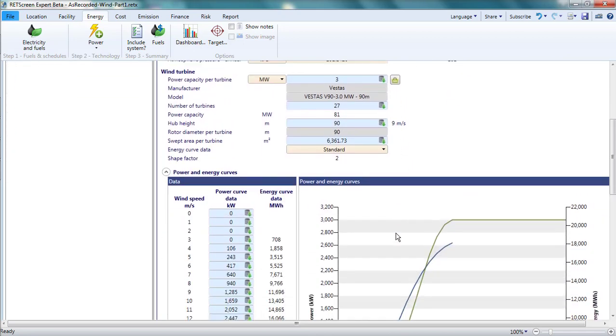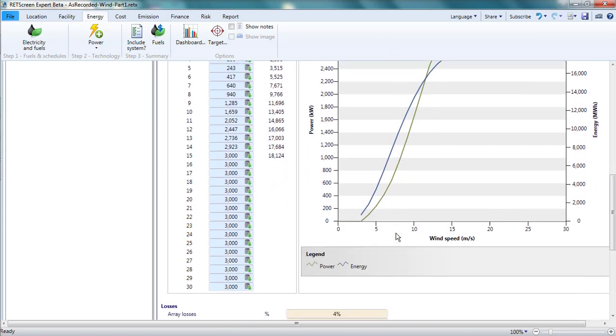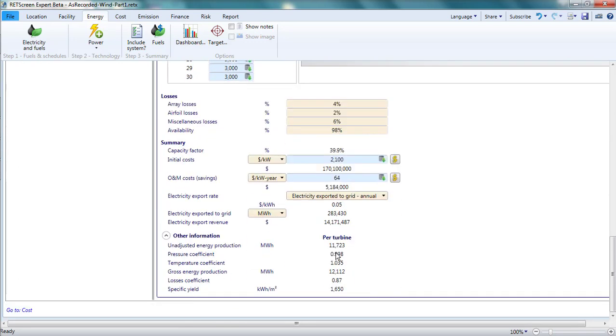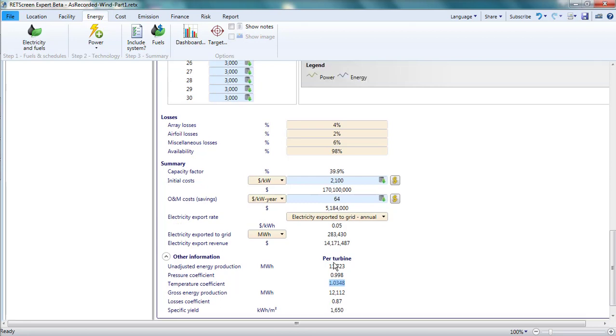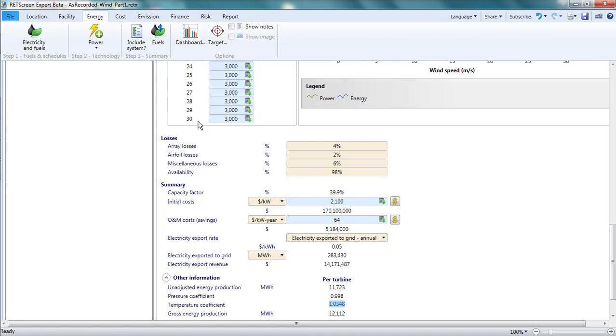This is the unadjusted turbine output, that is, the production if standard test conditions for both the atmosphere and the state of the turbine pertained throughout the year. We've already seen how RETScreen corrects for deviations in pressure and temperature from the standard test conditions, but real-world conditions can deviate from test conditions in other ways too. This is taken into account in the losses section.